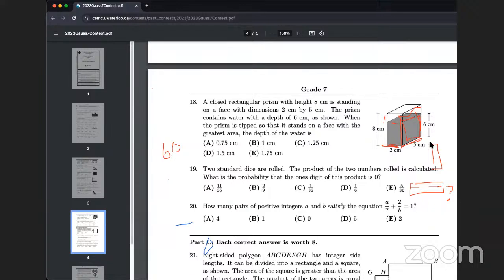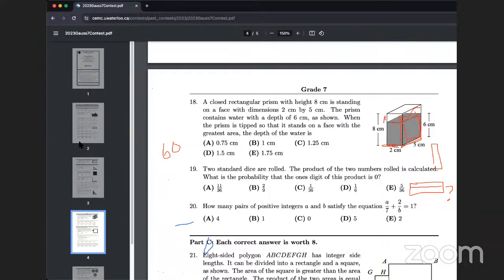But I have a question. It said, what is the prism tipped so that it stands on the greatest area. So wouldn't we only have to find out the greatest area of the box? Because 60 is how much water is there already. Since it asked how much is the greatest area, I think it's 40 since we did 8 times 5. We can do 8 times 2, but that's 16, and 8 times 5 is 40, which is more than 16. So I'm sure it would be that.